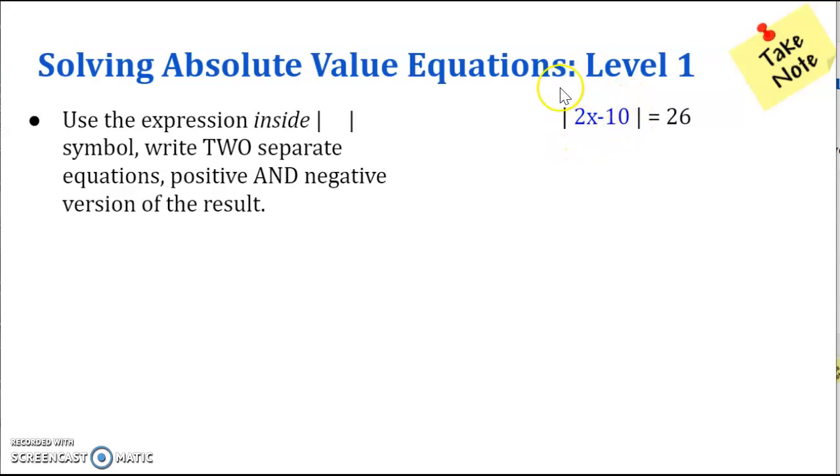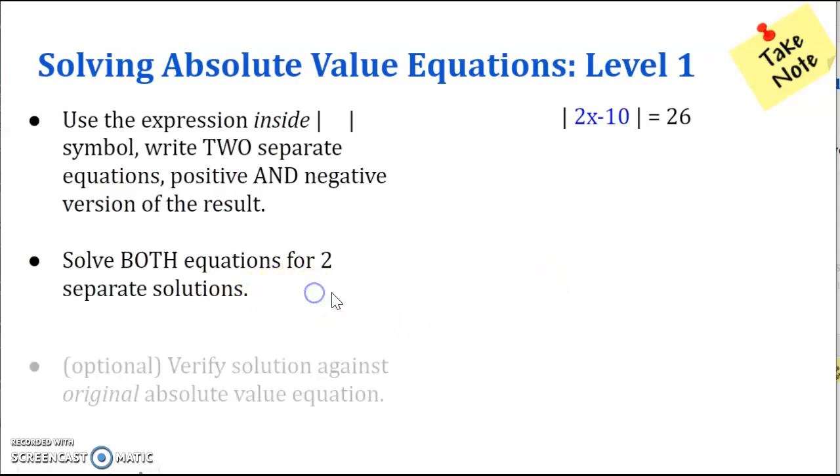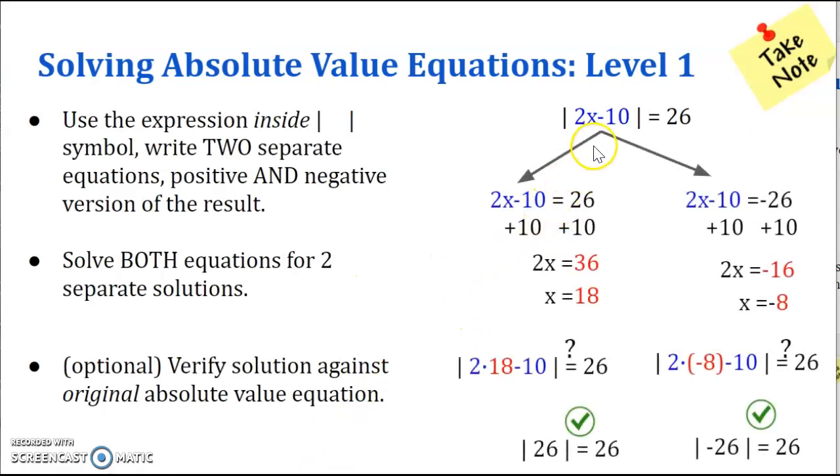So when you just have the absolute value on one side and just some number or some expression on the other side, you basically need to isolate the absolute value first on the left hand side. Okay, so when you have that, then you separate the equation into two separate equations. One's going to be the positive version, one's going to be the negative version. Then you solve both equations for two separate solutions. And then finally, you can verify the solution against the original absolute value equation. So let's just show how we do that.